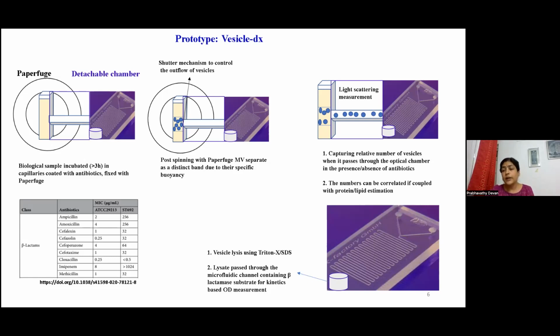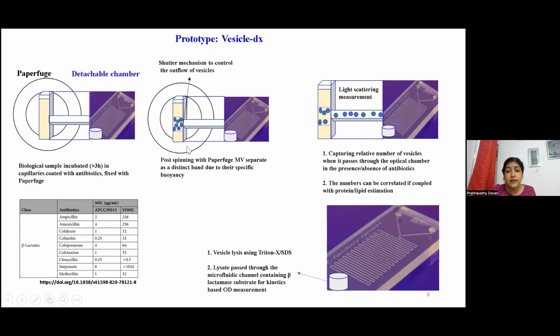Only a few combinations of detergents would help us to identify the right lysis buffer, and we are able to lyse them, right? And then it should be sent to a separate channel where you have the substrate for the beta-lactamases, and allow them to interact, and in a kinetic mode, we'll be able to capture the substrate conversion. So that's what I've tried to capture here.